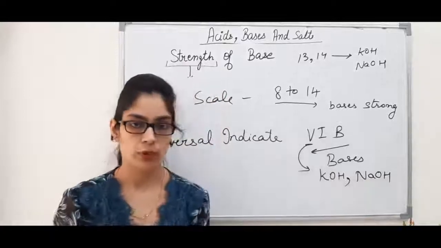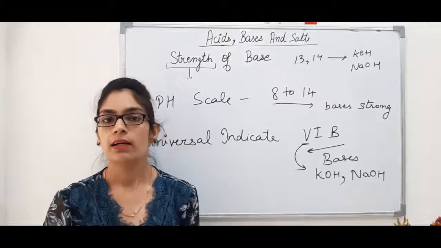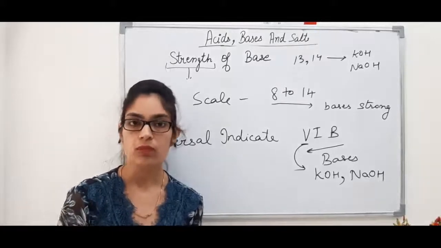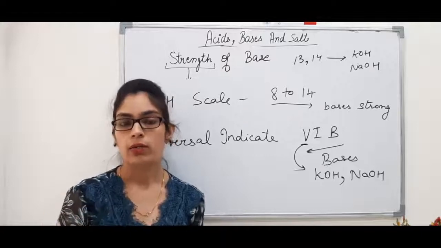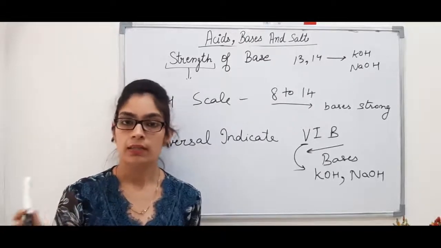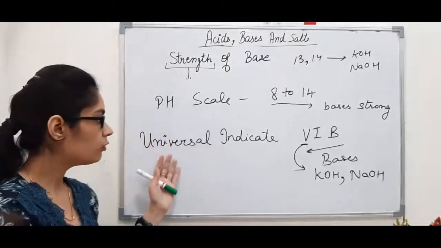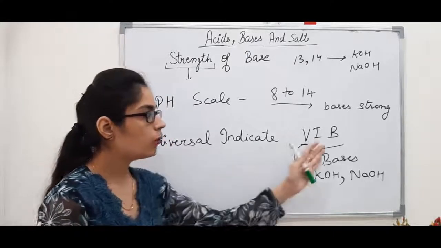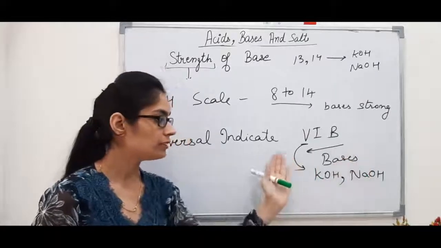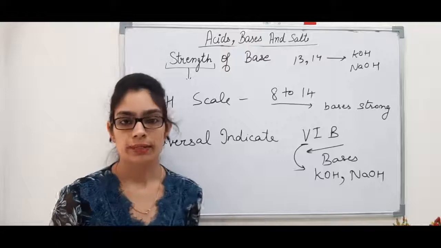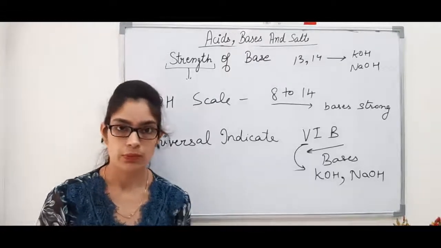So you just have to remember one thing. Strong bases are potassium hydroxide and sodium hydroxide. On the pH scale, values near to 13, 14 or 11, 12, 13, 14 will indicate the presence of a strong base. In case of universal indicator, violet or indigo, sometimes also when we go from this to this side, it will indicate the presence of a strong base. So this was all about the strength of bases.